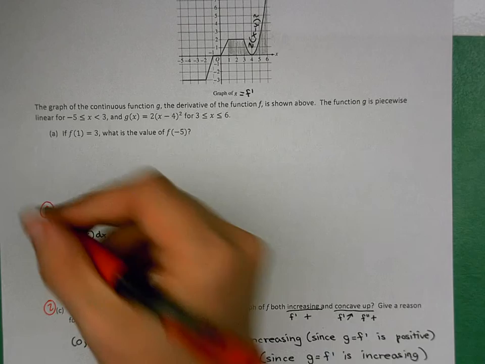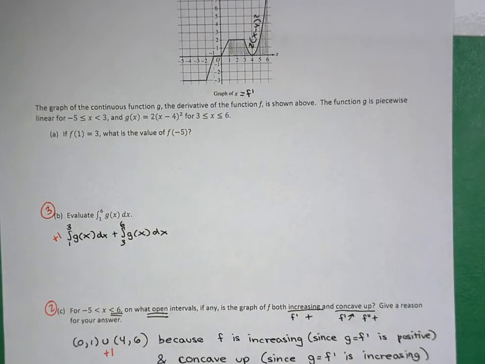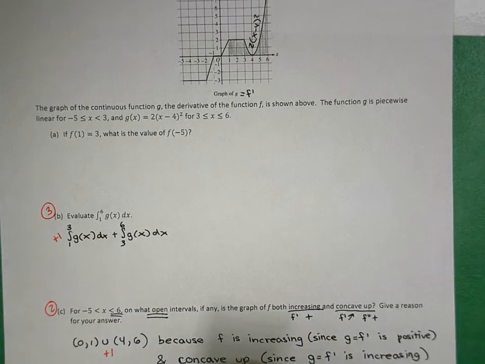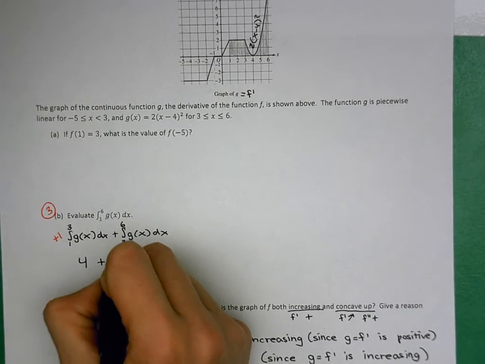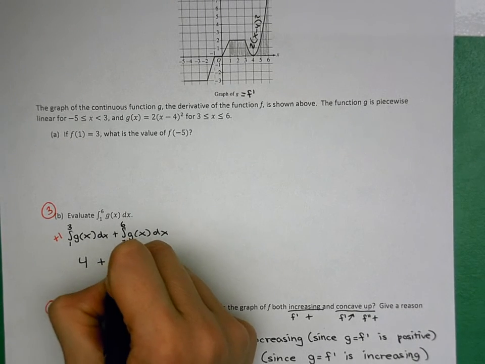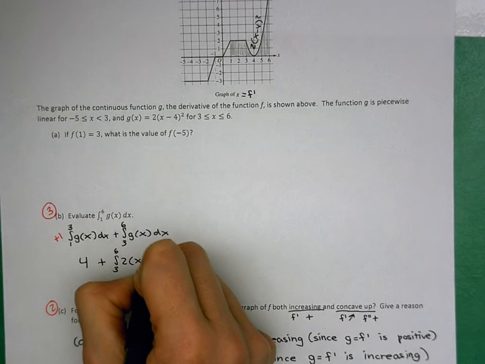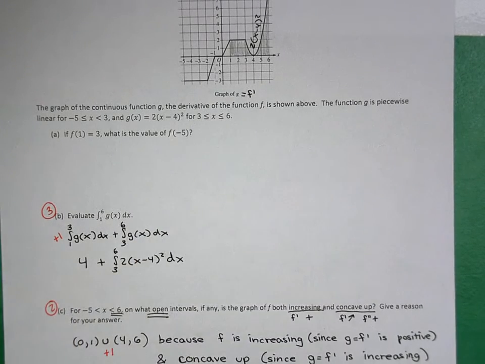Okay, so 1 point for splitting at 3. And then like I said, this one's a square here. 2 times 2 is 4. This guy, we actually are now going to integrate our function, 2 times x minus 4 squared. And your second point is going to come from your antiderivative.